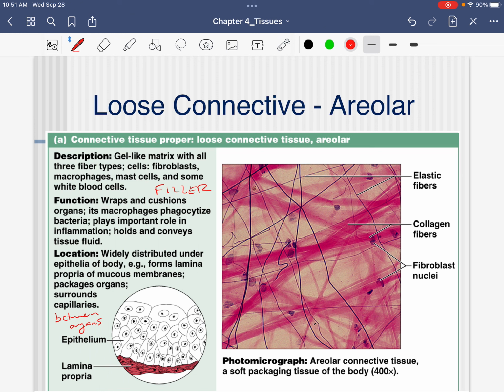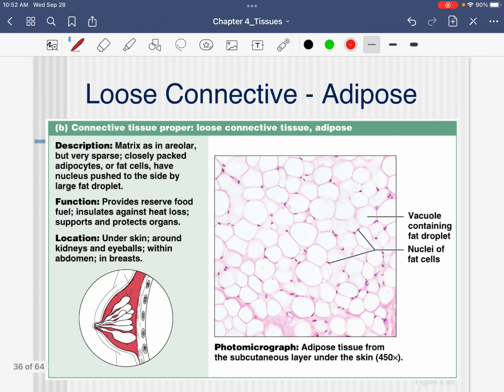Right? Our organs are here and there and everywhere. We don't just want them to exist separate, flapping in the breeze. So we have some areolar connective tissue between them to help act as a filler, give a little support. Good.